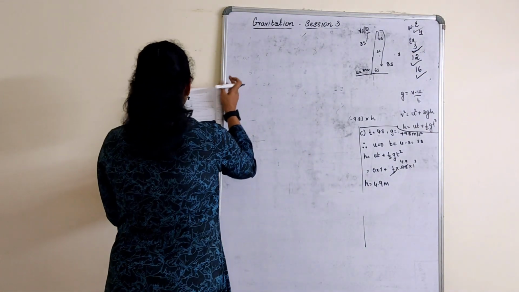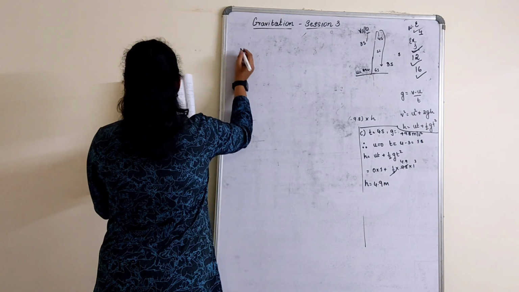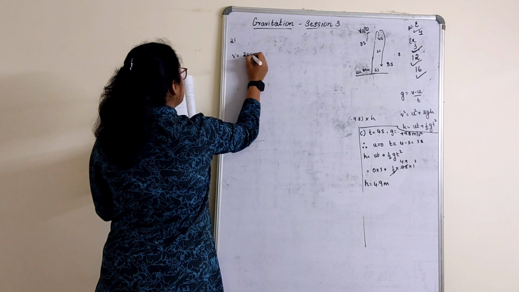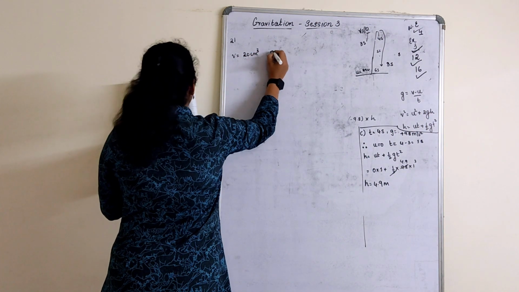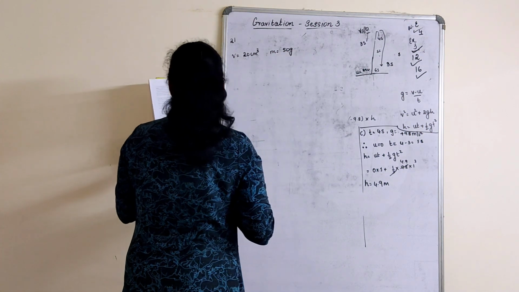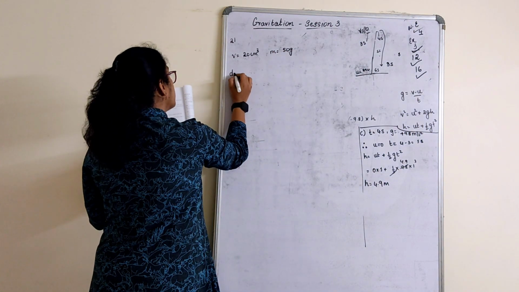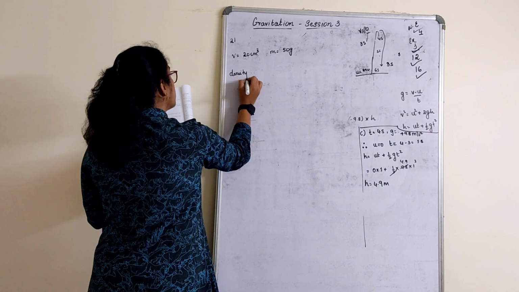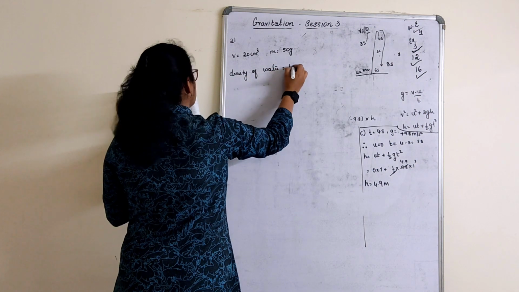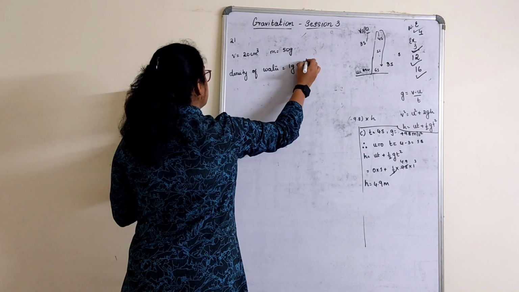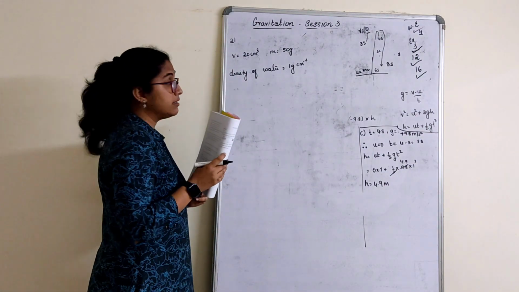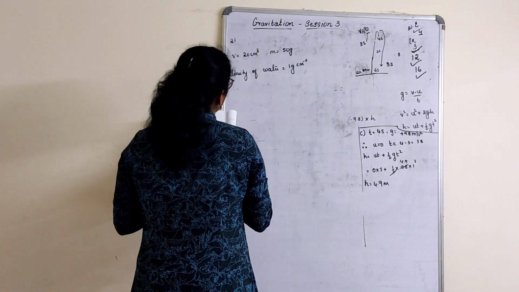The volume of 50 grams of a substance is 20 centimeter cube. So the volume is 20 centimeter cube and mass is 50 grams. If density of water is 1 gram centimeter minus cube, will the substance float or sink in the water? Let us see, will the substance float or sink?